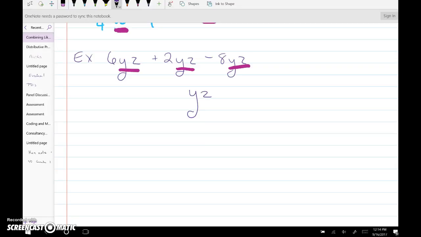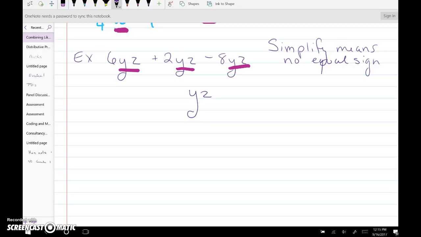Notice, I did not put an equal sign there. We're simplifying. We're going to look for the word simplify, which means no equal sign. Yes, this will make a difference later on when we get to equations. Right now we're simplifying expressions. Expressions don't have equal signs.